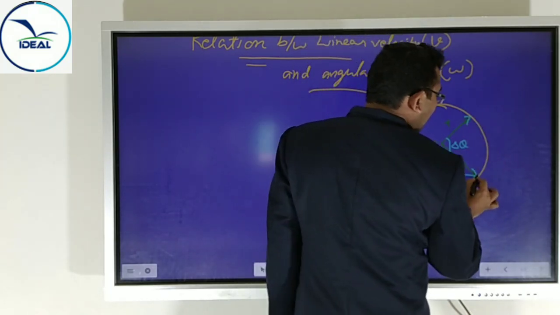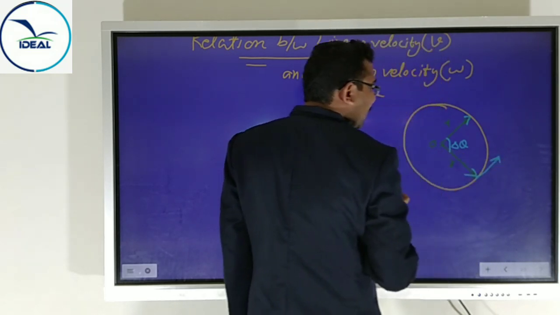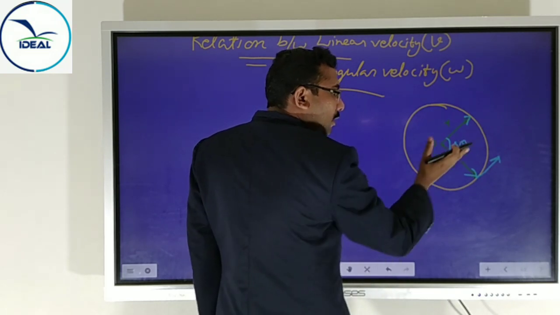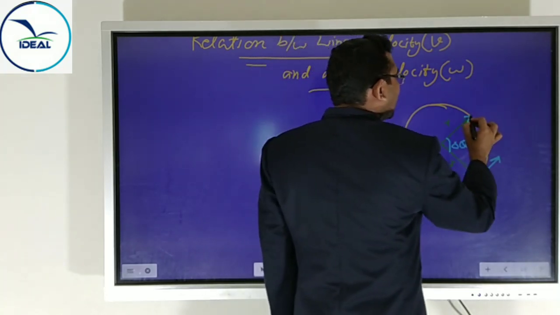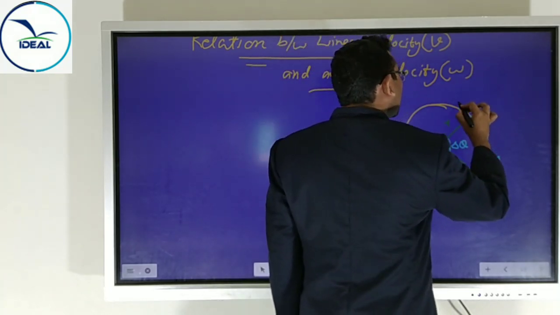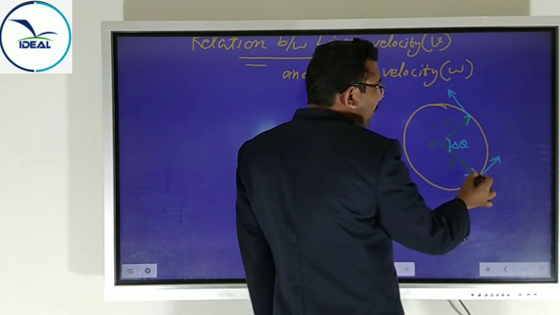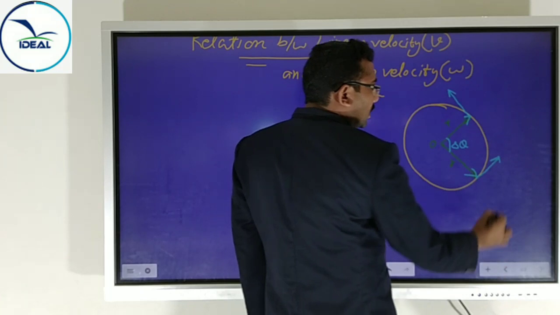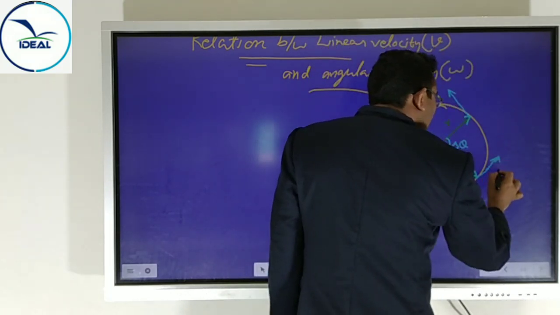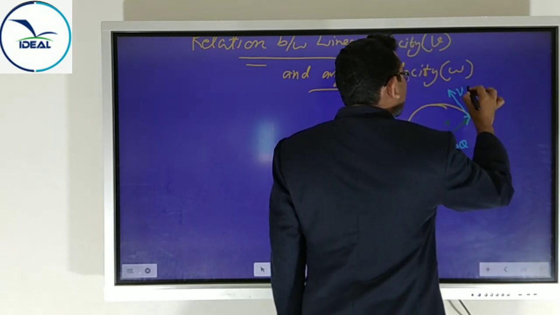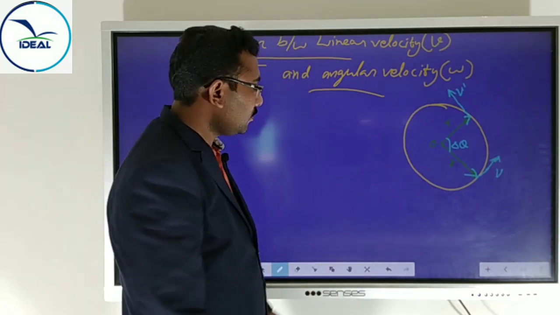What is the direction of velocity? Tangential. If the body is at here, the velocity is tangential. Tangential means a tangent to the point. If the body is at here, what is the direction of velocity? Tangential to here. The magnitude is same, the length is same, but the direction changes. This is v, this is v dash. First velocity, second velocity.